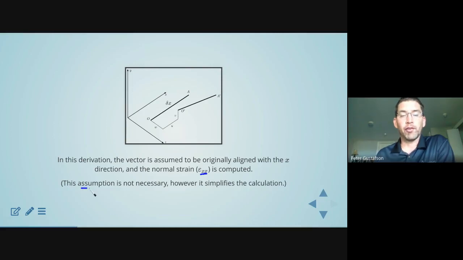When I say this assumption is not necessary, that's the assumption of it being originally aligned with the x direction. We don't need to do that. However, it makes our calculations easier, and it's perfect for our purpose here. So we're watching this vector deform.